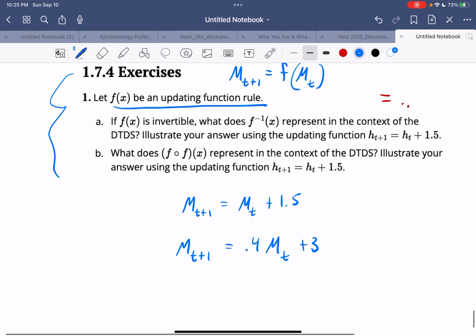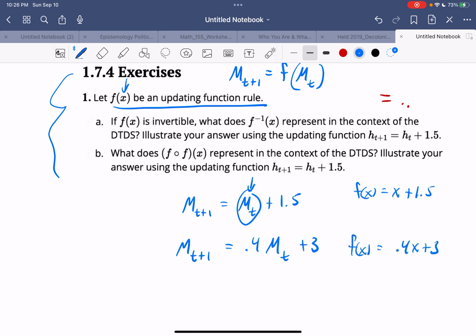Updating functions, they're functions. You're doing something to a number, and you're going to get a new number. That's a function, okay? And we called the input something gross, but here they're just calling it x. But the function in this case, like in this example, is x plus 1.5. And the function in this case is 0.4x plus 3. Okay?